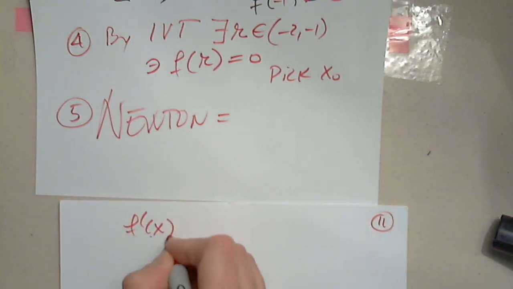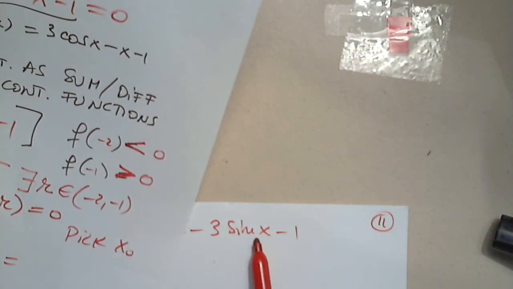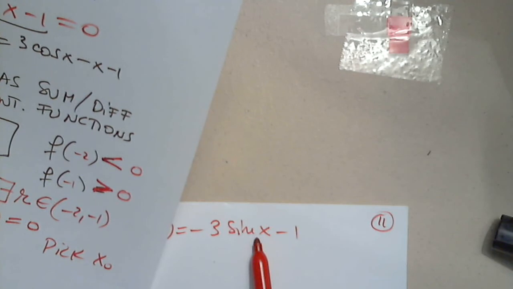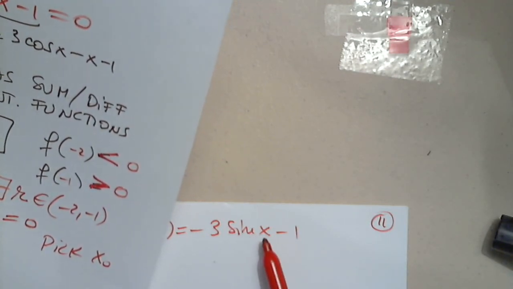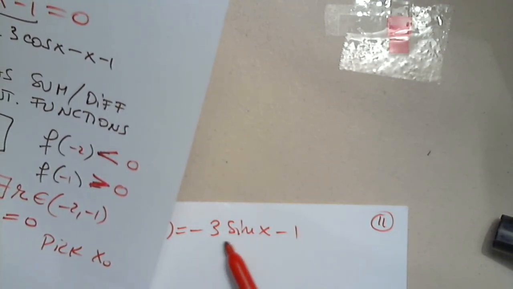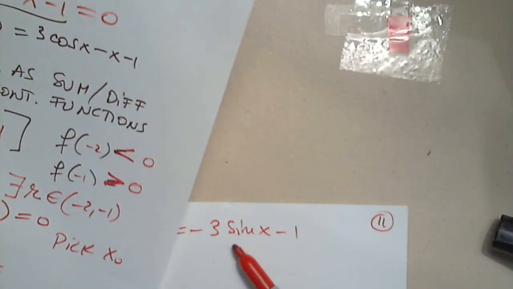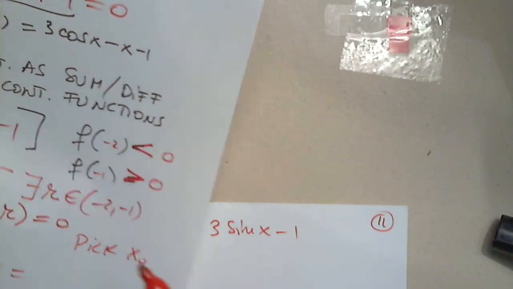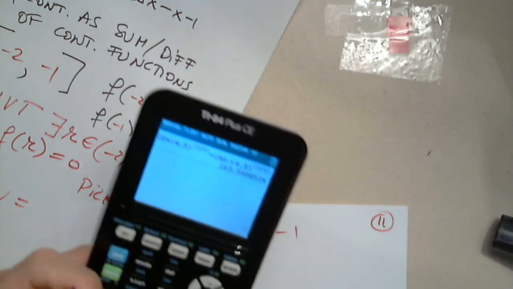So f prime of x is -3 sine x and -1. So it doesn't matter what I pick at -1 radian. -1 radian is about 60 degrees, and this would be the square root of 3 over 2. This is not going to be a 0. So this would be positive, this would be negative. Let's check. But absolutely not.